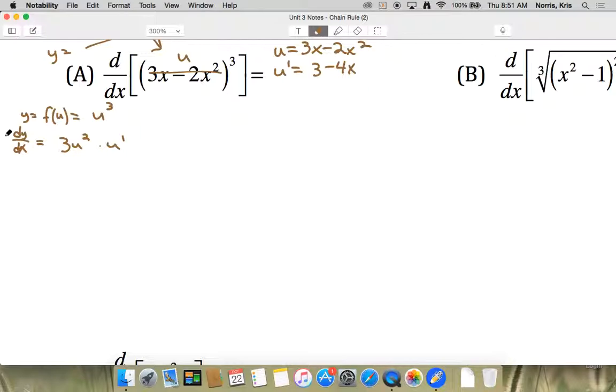Maybe we shouldn't miss it. Okay, don't be silly, this is math. No silliness in math. So what do we got? 3 times 3x minus 2x squared, squared, times 3 minus 4x.